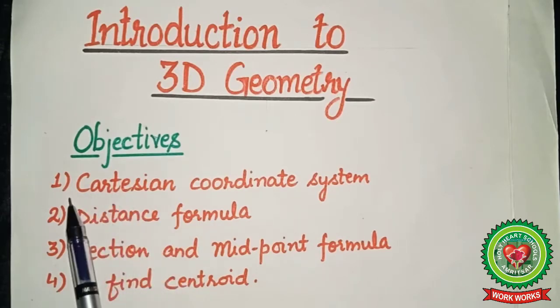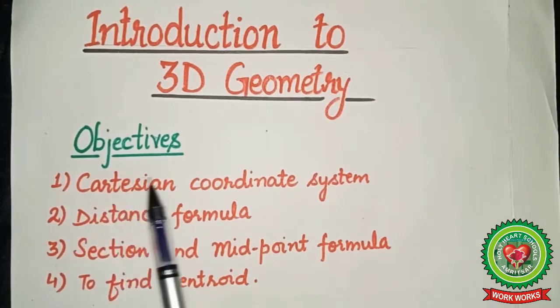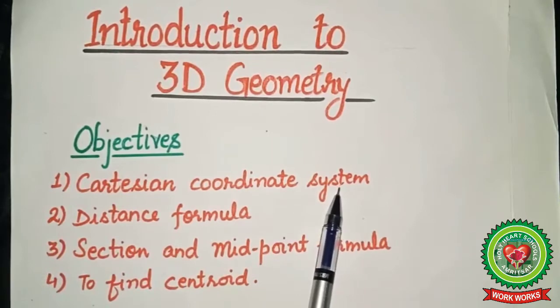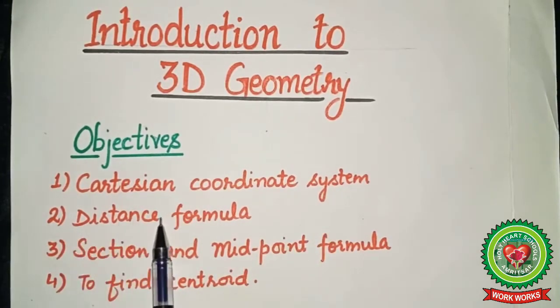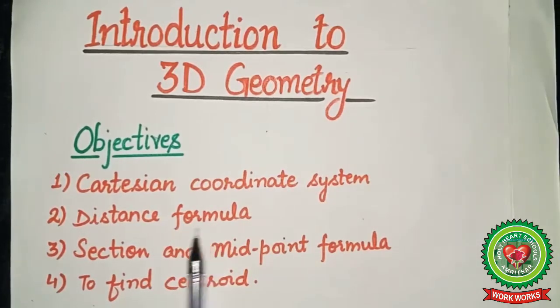The very first objective is Cartesian coordinate system in 3D geometry. Second, distance formula. Third, section and midpoint formula. Fourth, to find centroid. These are the four objectives of this chapter. Let's start with the very first objective, that is Cartesian coordinate system.